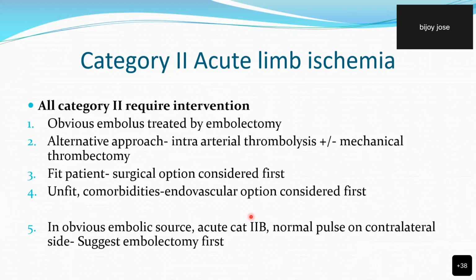And in an obvious embolic source, acute category 2B limb ischemia with a normal pulse on the contralateral side, it suggests embolectomy first, because in this patient there is no underlying chronic component. There is not going to be any previous collateralization. So these kinds of patients are prone to rapid progression of the limb ischemia and limb loss. So it is better to proceed with embolectomy first.